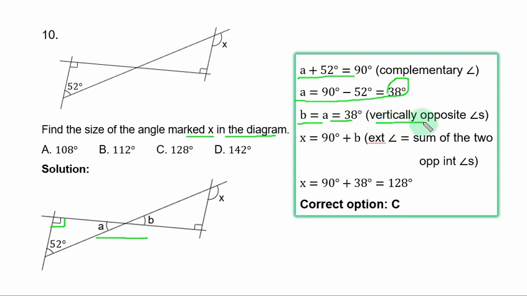Vertically opposite angles. Now, this angle is exterior. This is interior. This is interior. And they are opposite to the exterior angle. So their sum is equal to S. So S becomes 90 degrees plus B, that is 38 degrees, and you have 128 degrees. C is the correct option.